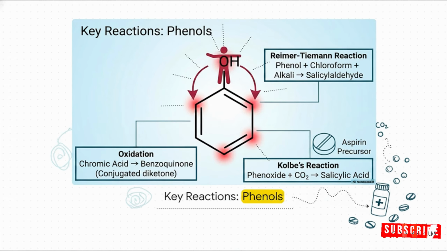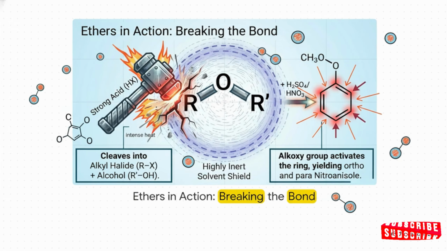Take Kolbe's reaction, for example. By reacting phenoxide with carbon dioxide, we create salicylic acid. Now, why do we actually care about that? Because salicylic acid is the direct precursor to aspirin. So we're taking complex aromatic ring chemistry and connecting it straight to the household painkillers sitting in your medicine cabinet right now. Now, ethers are notoriously stubborn.